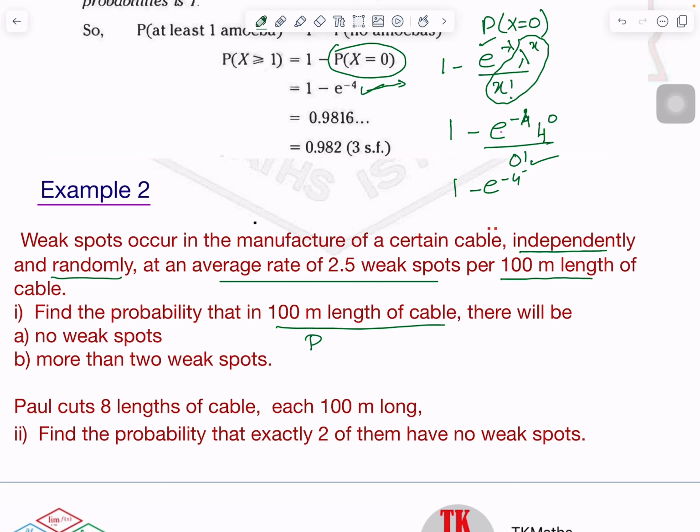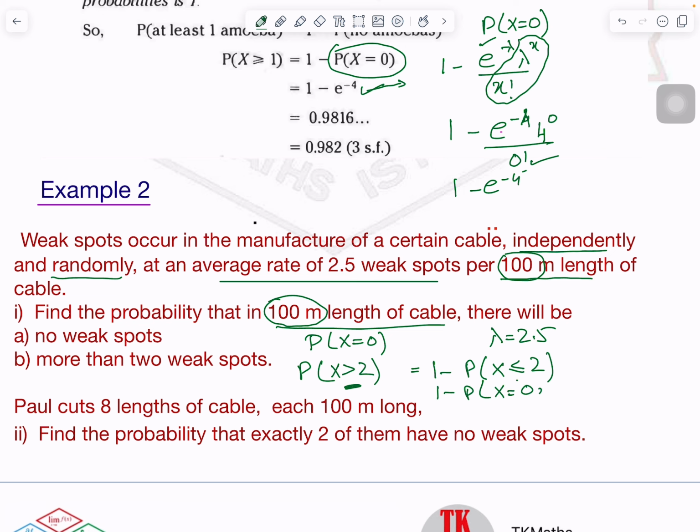No weak spot means you have to find the probability of x equals 0. And your lambda will remain the same, 2.5. What is the reason? Because the length of the cable is the same, 100 meter. And when you calculate more than 2 weak spots, I just told you, whenever it is greater than 2, it will be equal to 1 minus the probability of x less than or equal to 2. Because 2 is not included here, it will be included there. So it will become x equals 0, 1, 2.